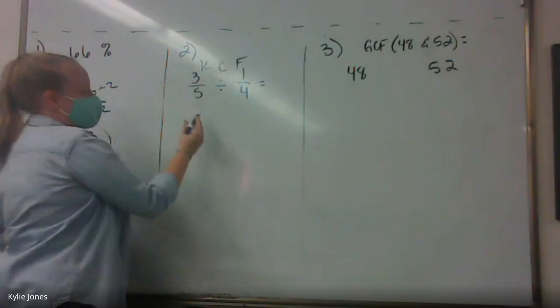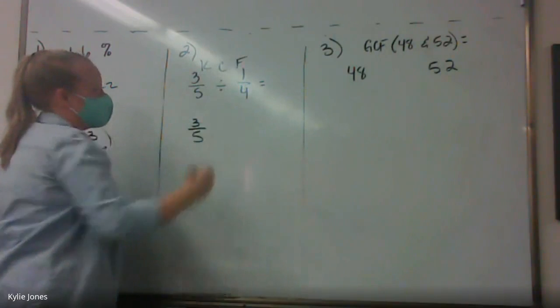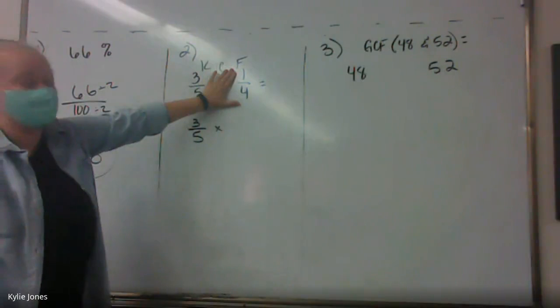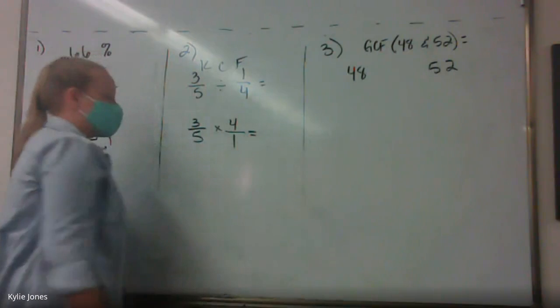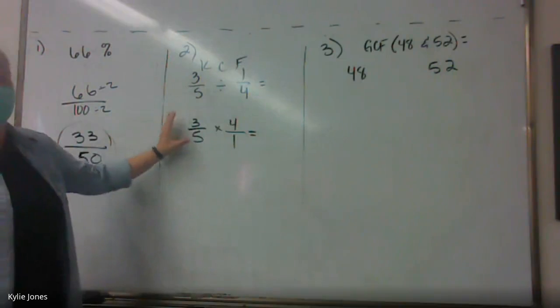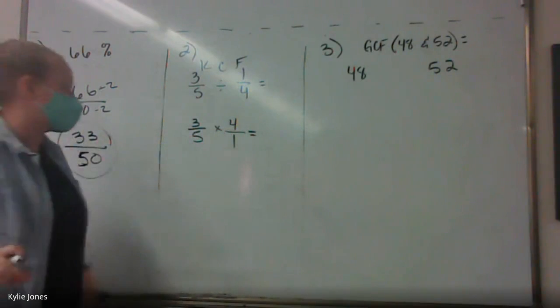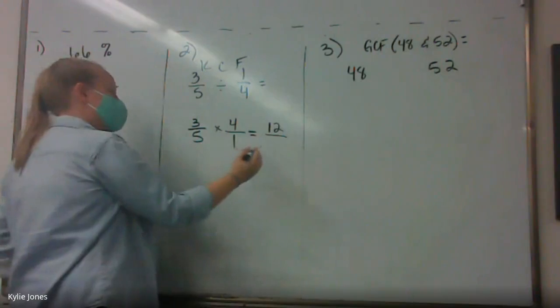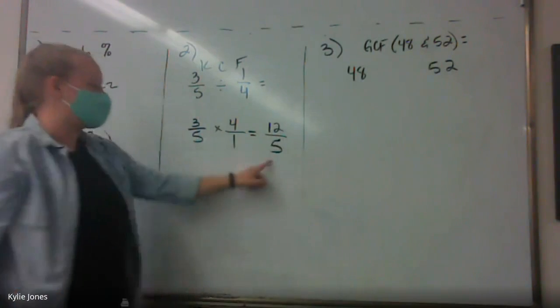So we're going to keep our first fraction 3/5 the same. What do I change division to? Multiply. And 1/4 flips to become? 4 over 1. Good. And then once we get to this point, we just multiply straight across for our fractions, right? What's 3 times 4? 12. And 5 times 1? Good. So we have 12/5.